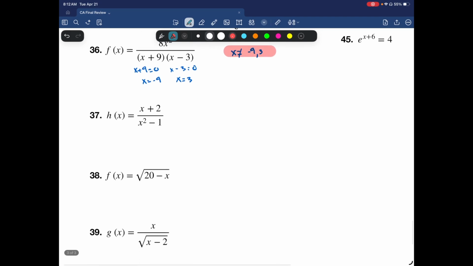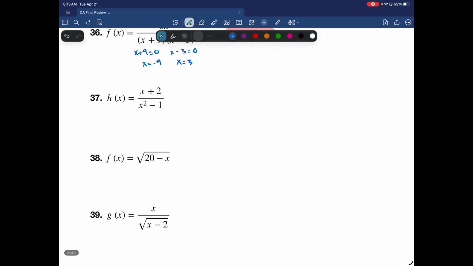On 37, this is going to factor into x plus 1, x minus 1. So you got x plus 1 equals 0, x minus 1 equals 0, x equals negative 1 or 1. Same thing. Once you know what's going to make it 0, you throw it out. So x does not equal plus or minus 1.